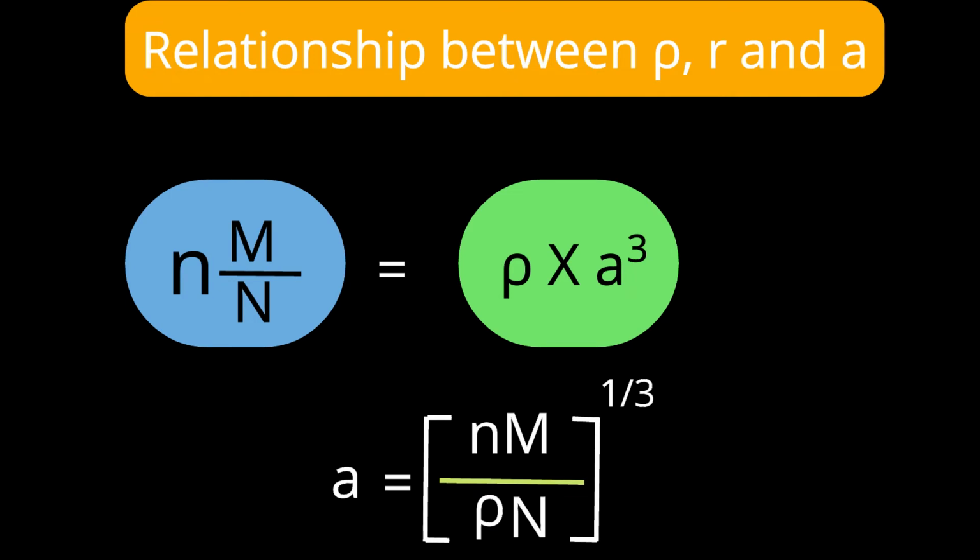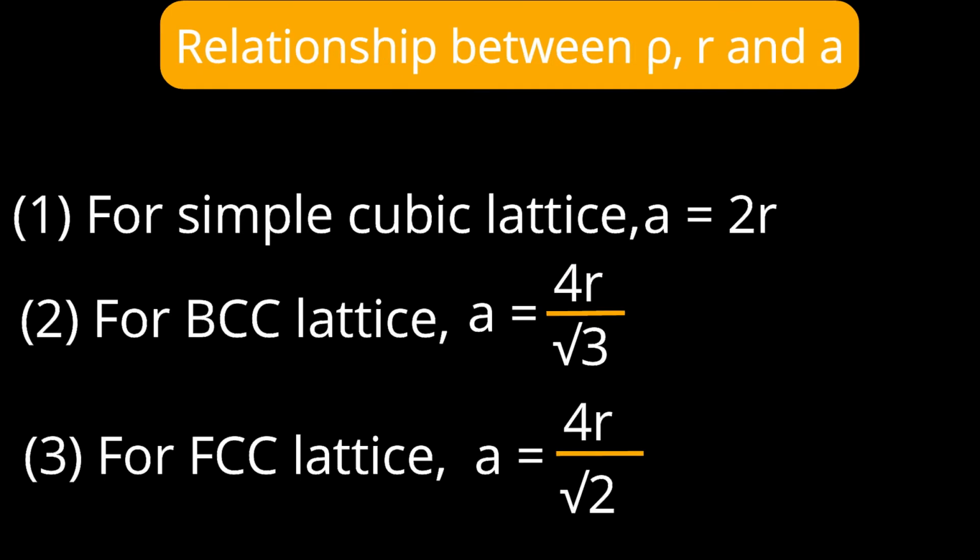1 centimeter is equal to 10 raised to 10 picometer. Till now we have found the value of A, that is the unit cell parameter. But what is the relationship between A and R? R is the radius of the atom. For different crystal lattices, cubic crystal lattices, different formulae are there.